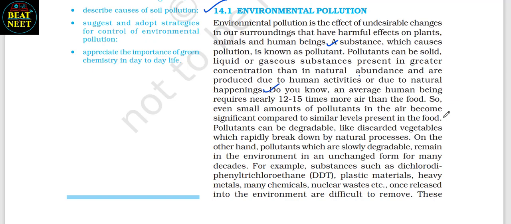Do you know? An average human being requires nearly 12 to 15 times more air than food. So even small amounts of pollutants in the air become significant compared to similar levels present in the food.